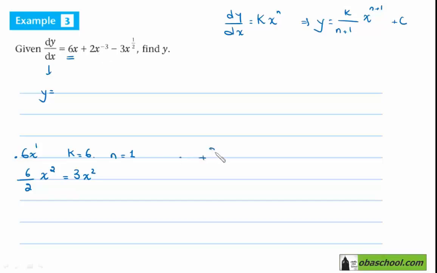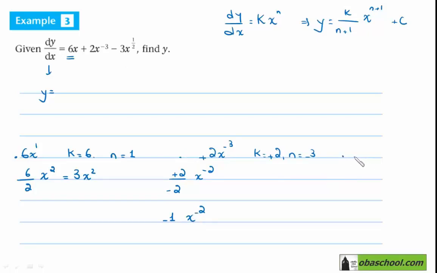The second term is plus 2x to the power minus 3. Therefore, k is equal to plus 2 and n equals minus 3. Now, applying these in the formula, we will get 2 over n plus 1, which is minus 3 plus 1, minus 2. Then substituting it, we will get plus 2 over minus 2 times x to the power minus 2. Plus 2 over minus 2 is minus 1, multiplied by x to the power minus 2.